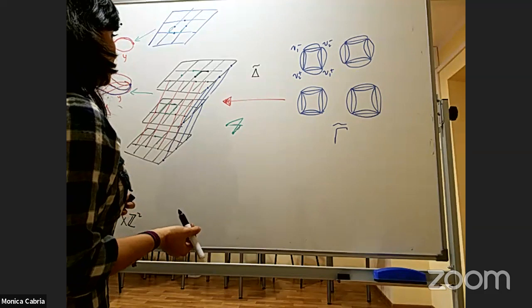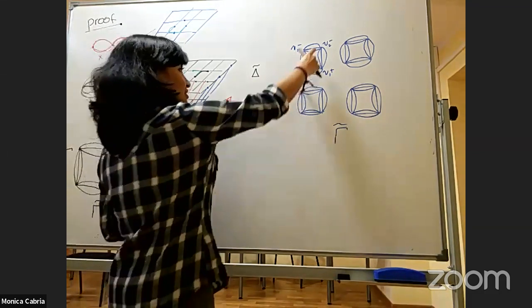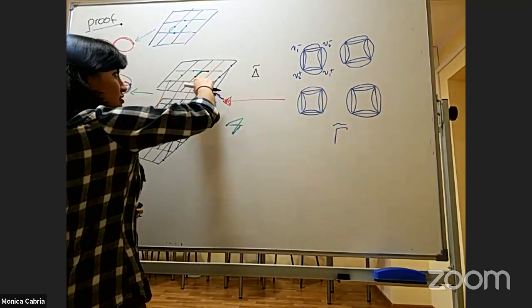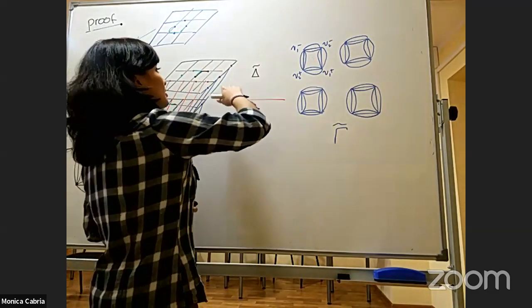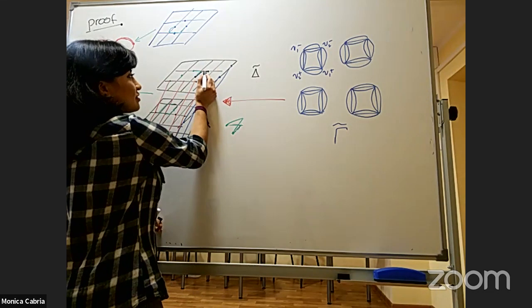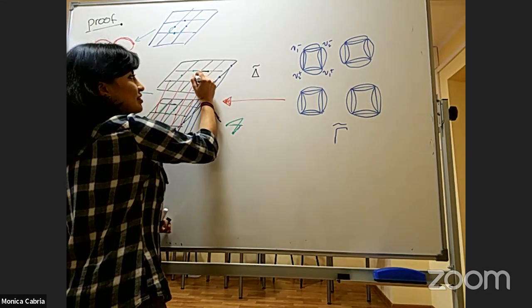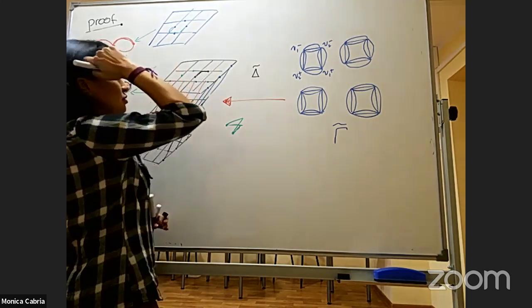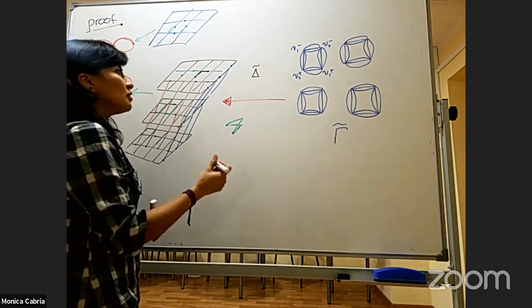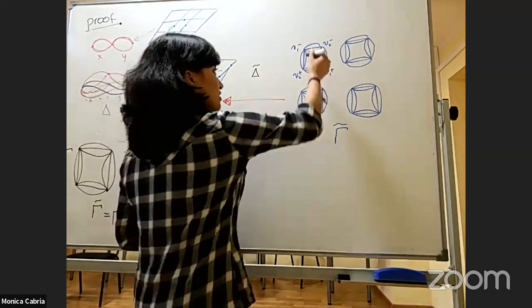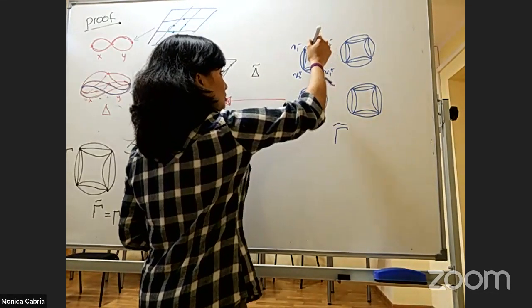Monica, how about you first describe the map? Say where the vertices go and where the edges go. And after that, you can look at the corners. Okay. So the vertices are going to these midpoints, and the edges are going to be this. So, for example, V1 minus to V2 minus.